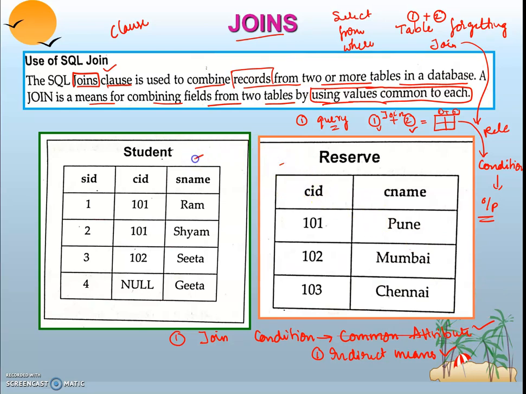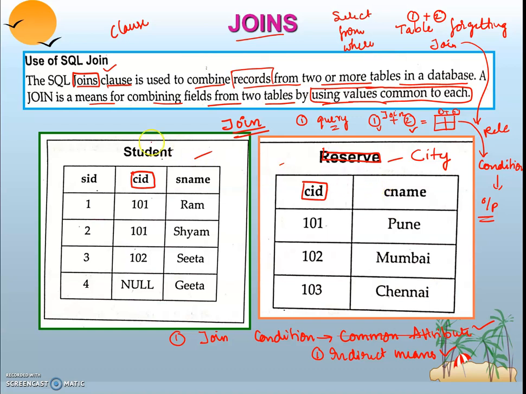So here I have two tables, student and reserve. For your convenience, I'll be changing this name to city. The name of the table is city. So between student and city, check whether there is any common attribute existing. Yes, there is CID, which is common for both the tables. In this case, I can say without any doubt that I can apply the concept of joins between student and city.